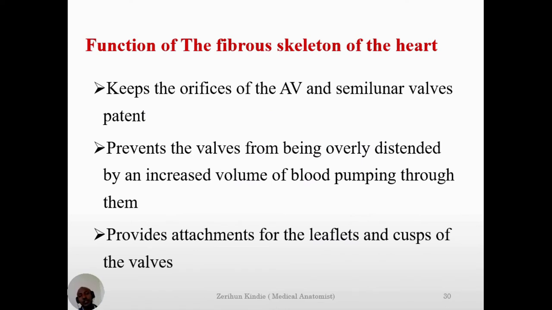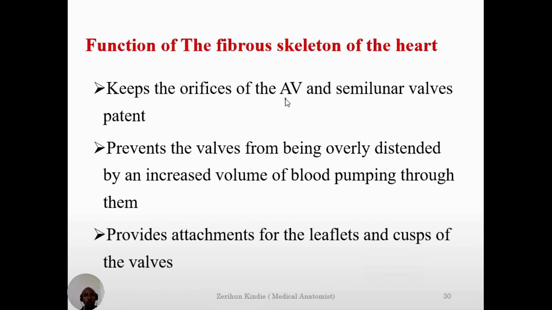What is the function of the fibrous skeleton? The function of the fibrous skeleton is to keep the orifice of the atrioventricular valve. AV means atrioventricular valve. They keep the orifice of the atrioventricular valve. There is an orifice or opening found between the atrium and the ventricle.